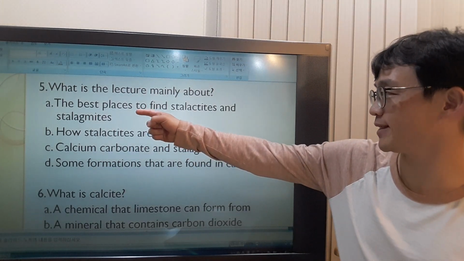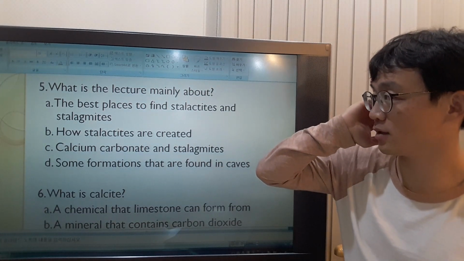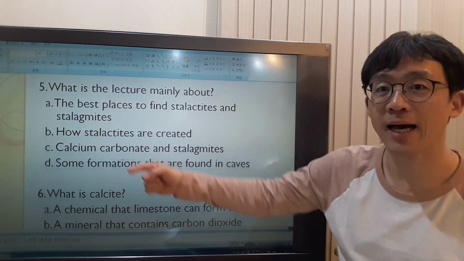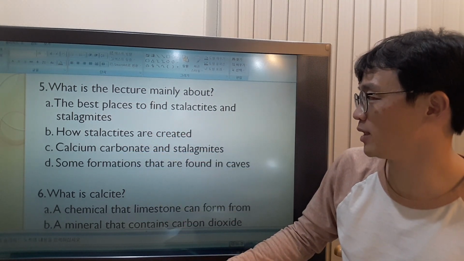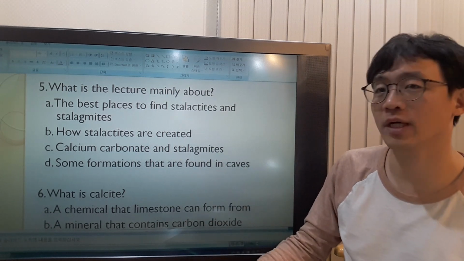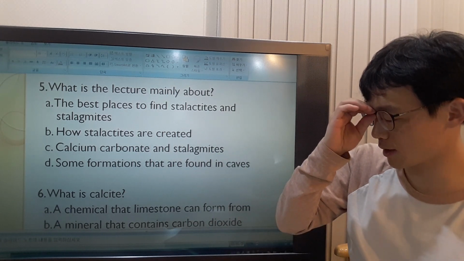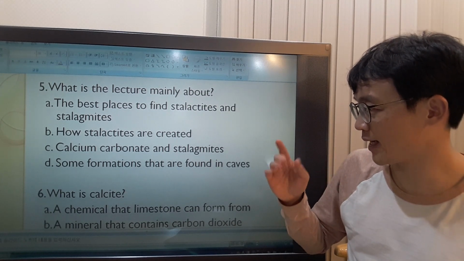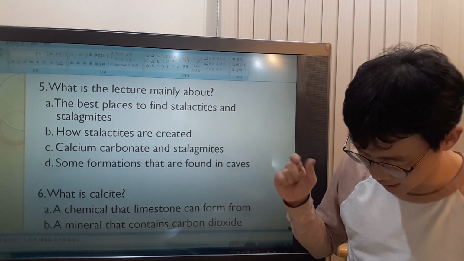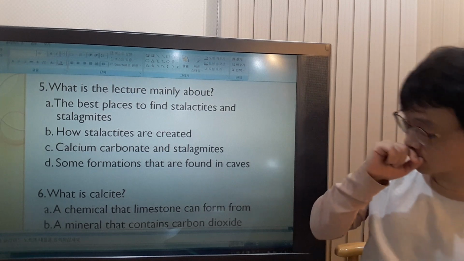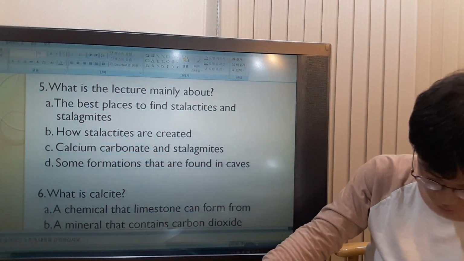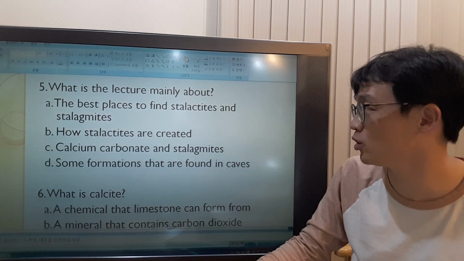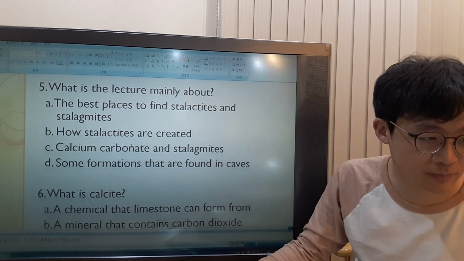A, the best places to find stalactites and stalagmites. The professor is not talking about the best places to find these formations. B, how stalactites are created. This can be confusing, right? But you have to pay attention to the fact that the stalactite and the stalagmite have the same importance in this passage. So if there's only stalactite, this is not the answer. C, calcium carbonate and stalagmites. This is not what the lecture is mainly about.